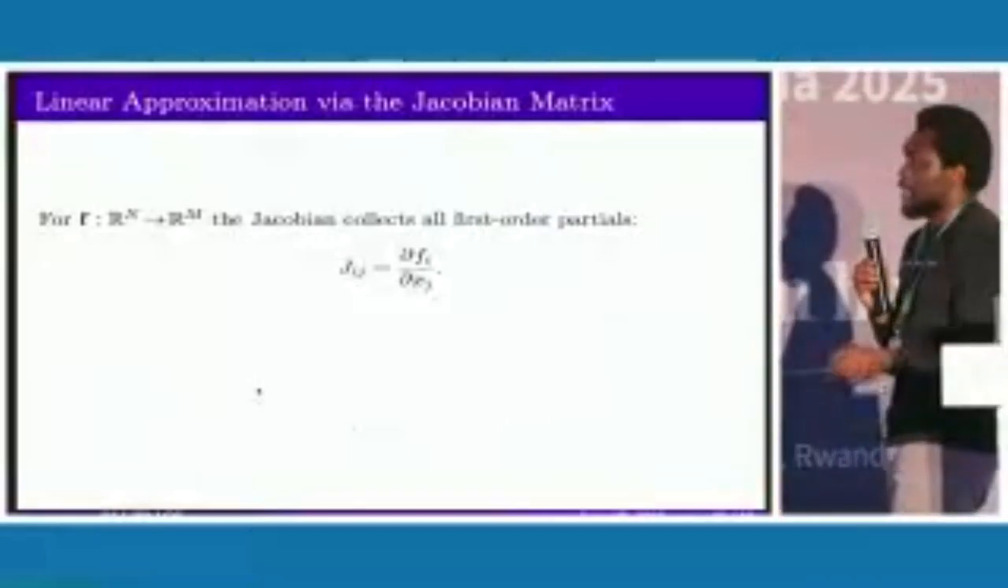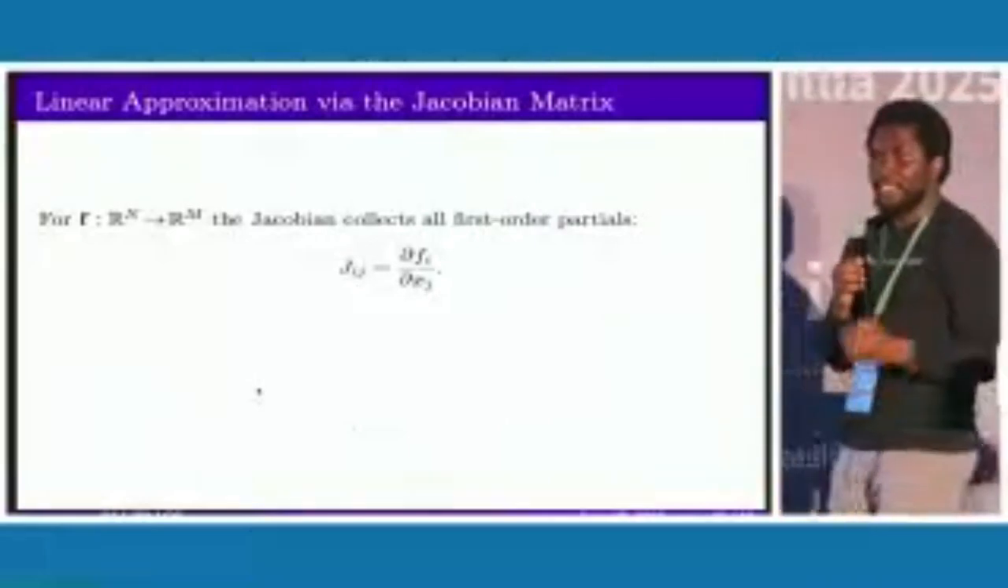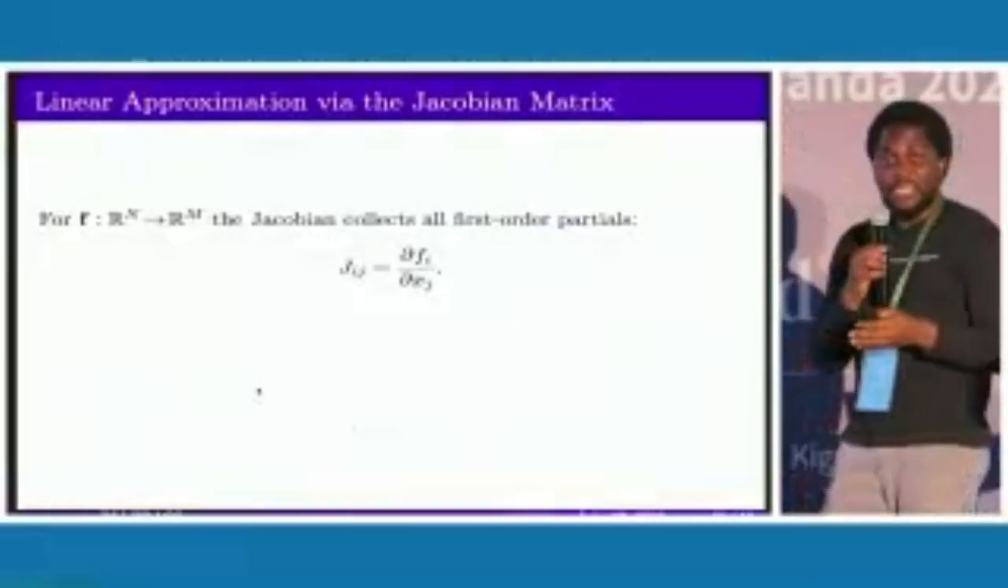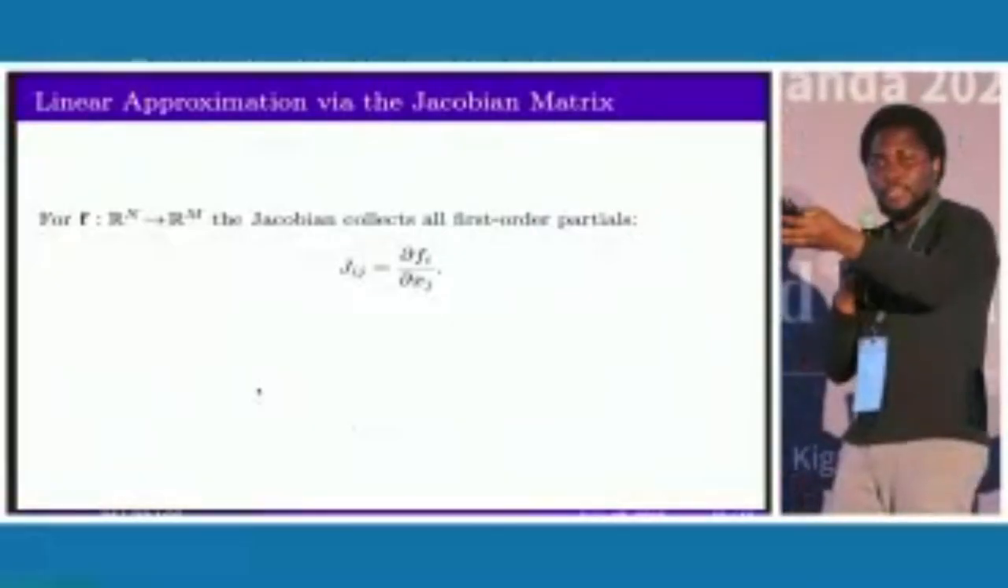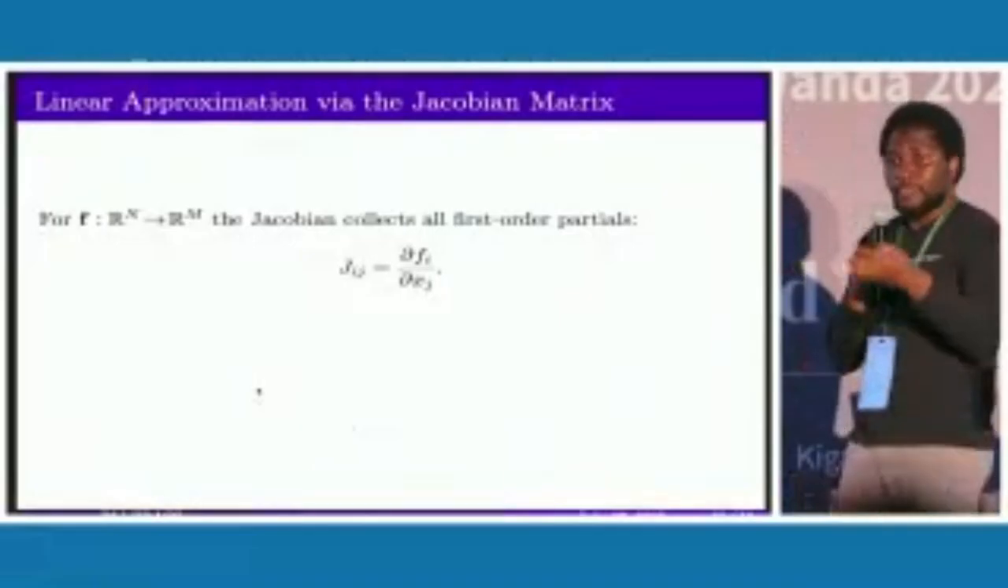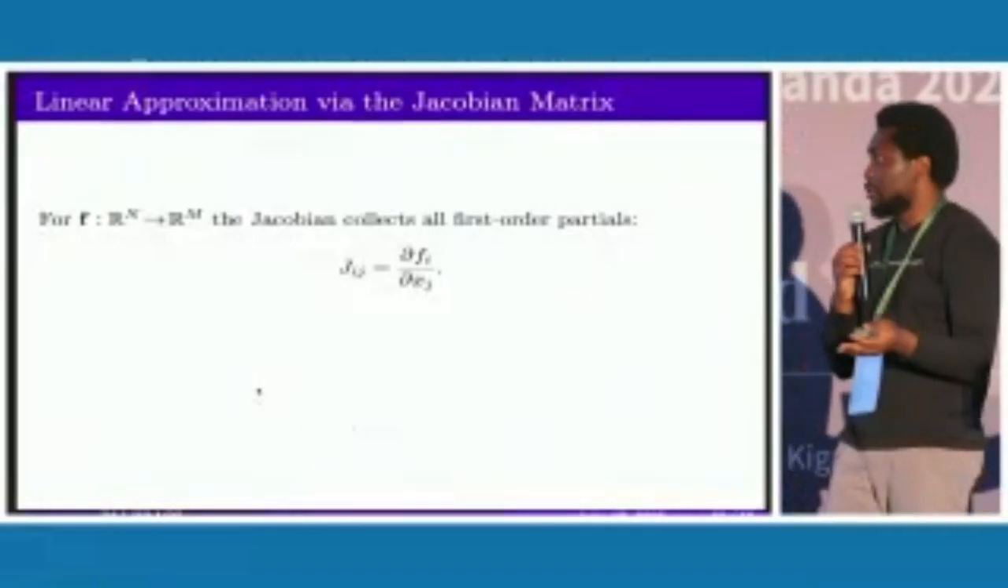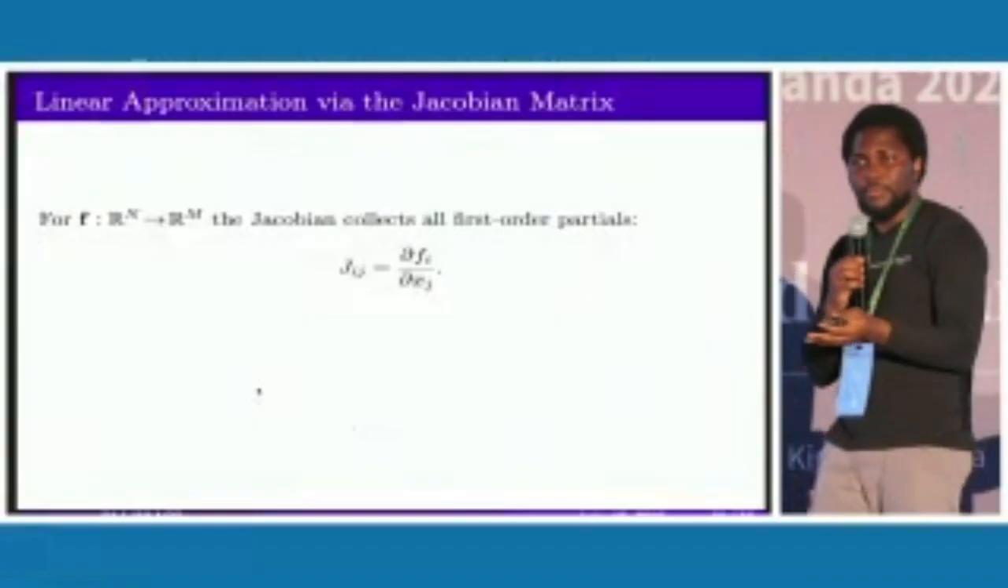This is just the general way of saying it. The entry at position ij is just going to be the derivative of the ith output of f with respect to the jth input dimension.